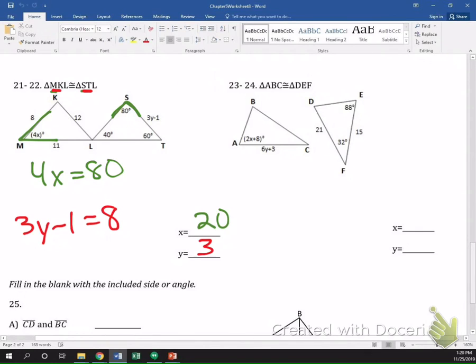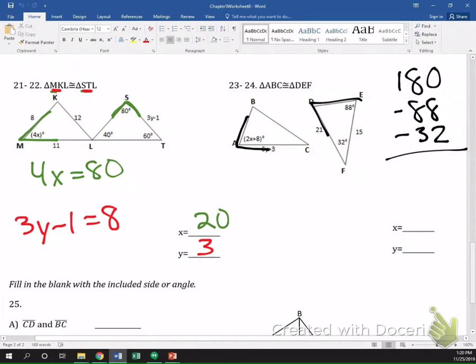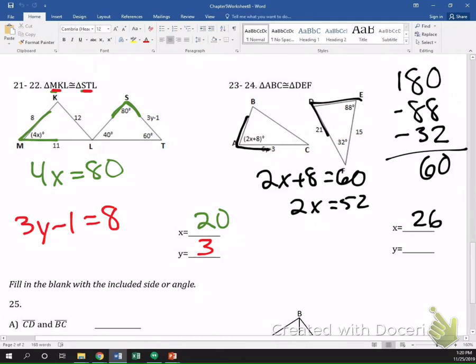And then on this last one, where is x? X is in angle A. A is corresponding with D. I was not given angle D though. So I need to do 180 minus 88 minus 32. What do you get when you do 180 minus 88 minus 32? I think it's 60. That's what I thought. So 2x plus 8 equals 60. When you subtract 8, you get 2x equals 52. So x is going to be 26 on that one.